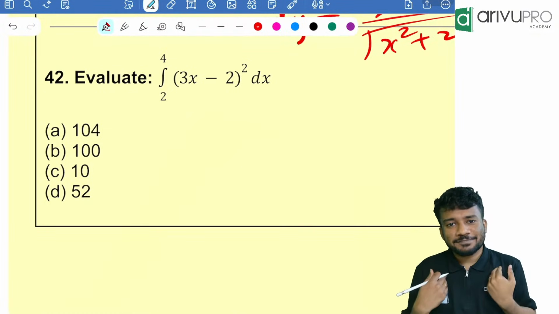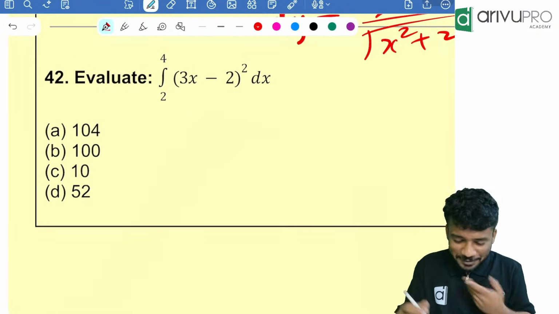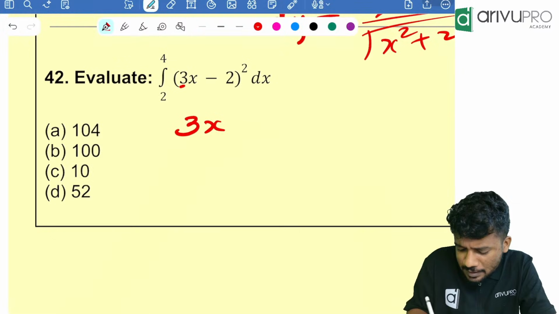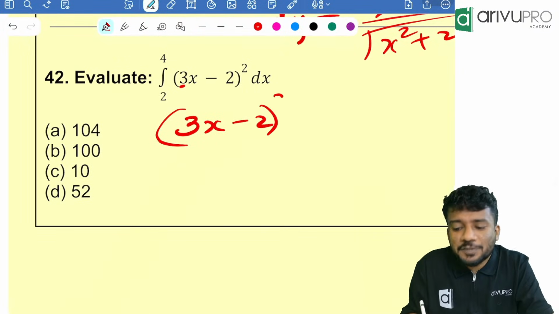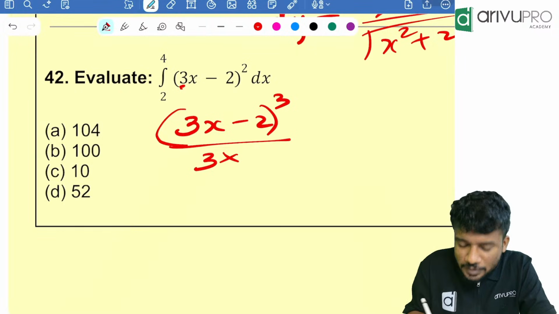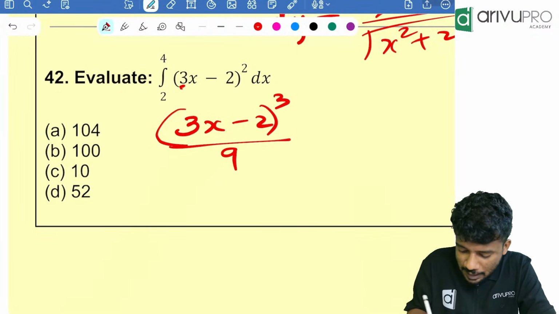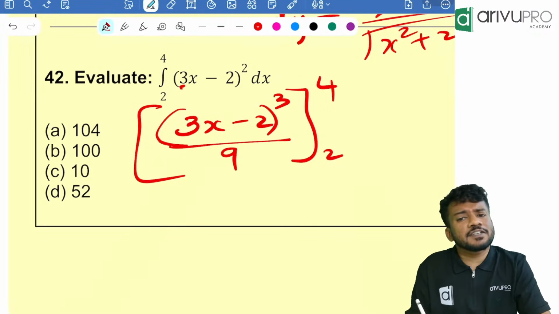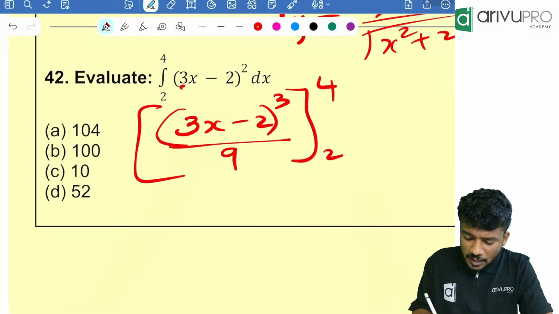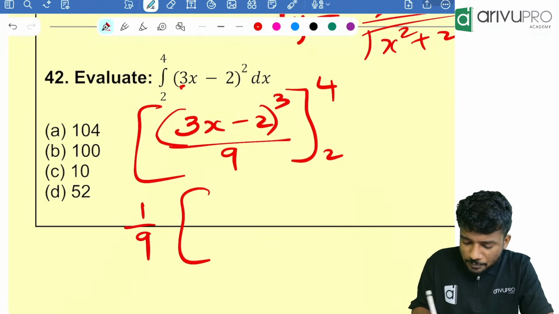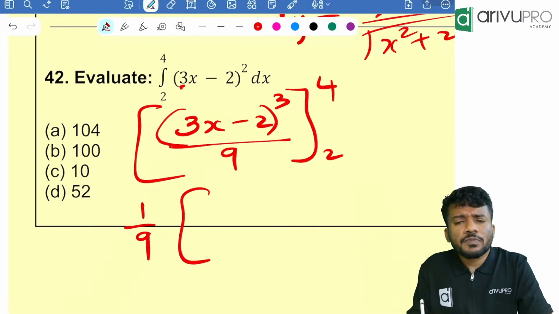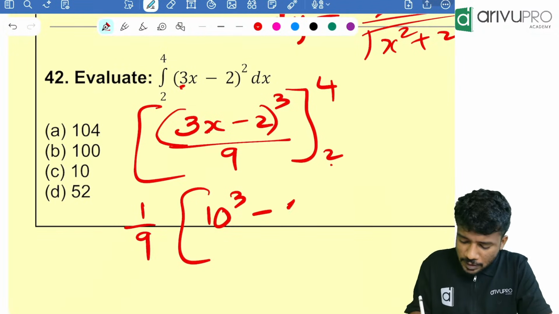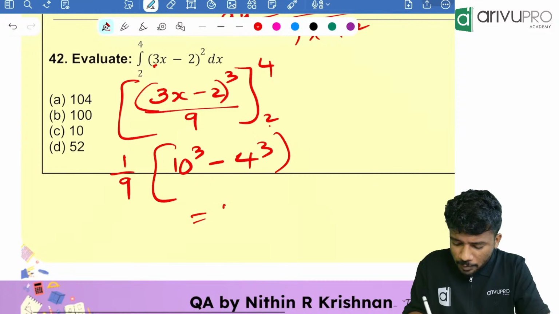Can you do this, people? We solved a similar question already, right? Please solve it for me. So here, how will you write? You will write the integral as 3x minus 2, the whole power 2 plus 1 is 3, divided by 3 into coefficient of x, which is 3, that is 9, from 2 to 4. Apply the upper limit. Upper limit means instead of x, we will put 4. That means 12 minus 2 is how much? 10. So 1 by 9 I am taking common, let it be outside. Then 10 cube minus, put 2, that means 6 minus 2 is 4, that is 4 cube, which is equal to 1 by 9 into 10 cube minus 4 cube.